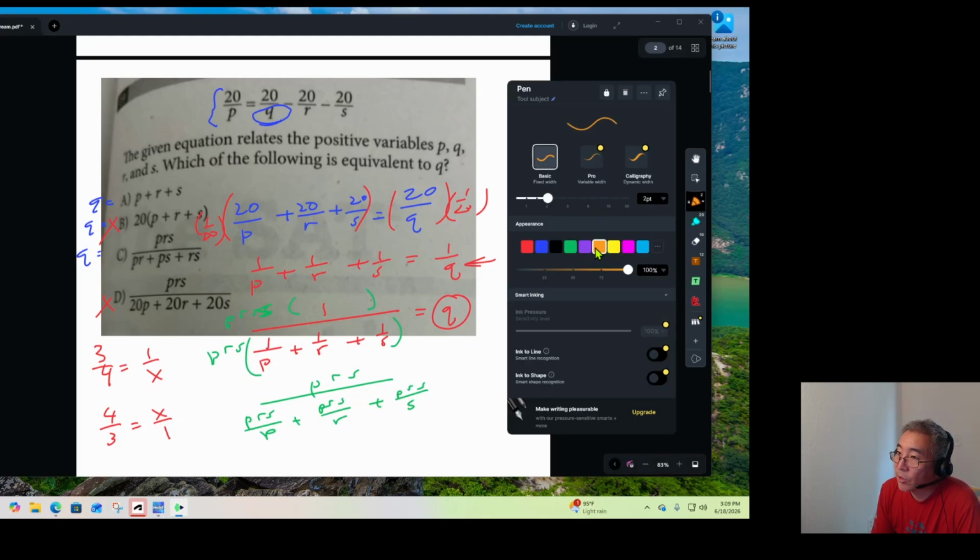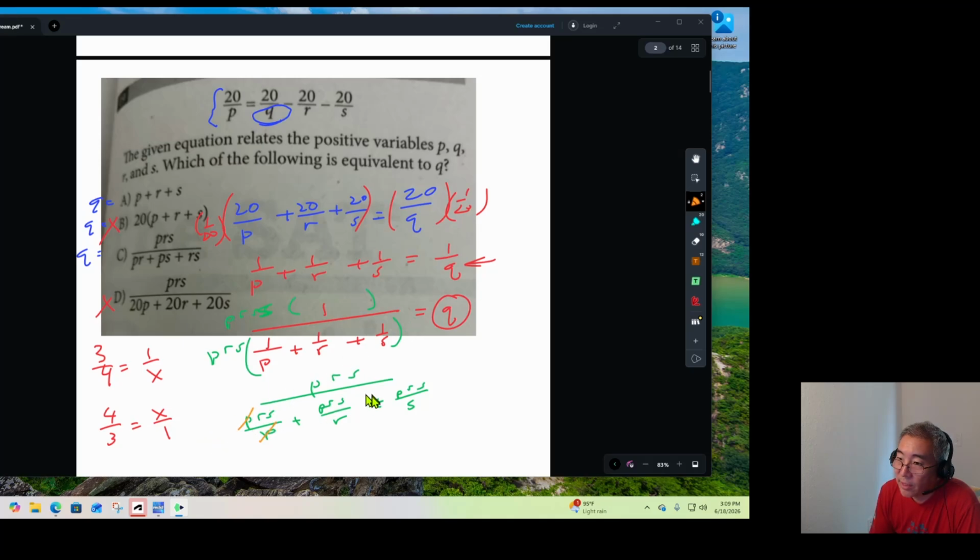So we have a bunch of things canceling out. P cancels out here, R cancels out here, S cancels out here. And so we end up with PRS over RS plus PS plus PR equals Q. And that is equal to C.